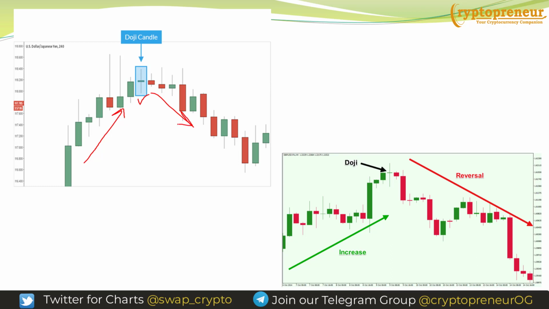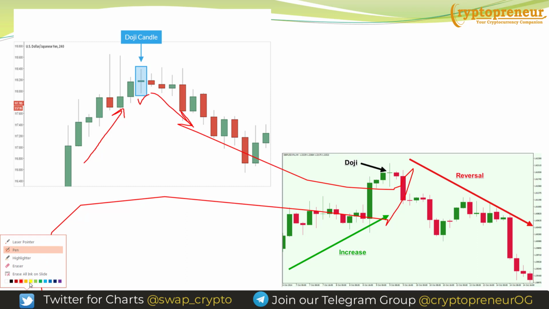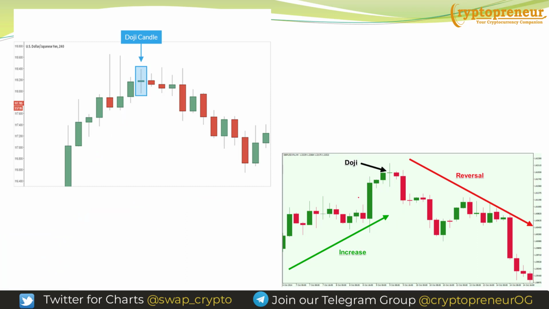Okay, so it is not that 100% of the times it will work, but most of the time it works. So that is why we have to consider the same. So this is how a Doji candle looks on the chart.